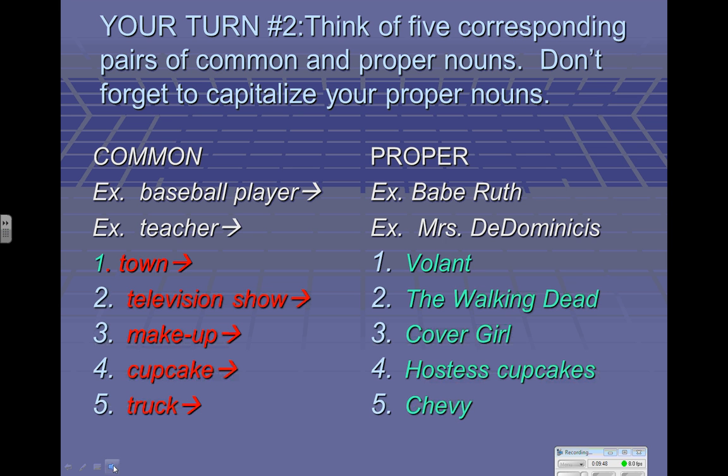So I named a brand of popular makeup, CoverGirl. Cupcake, we have again our Hostess Cupcakes example. And truck, a Chevy.